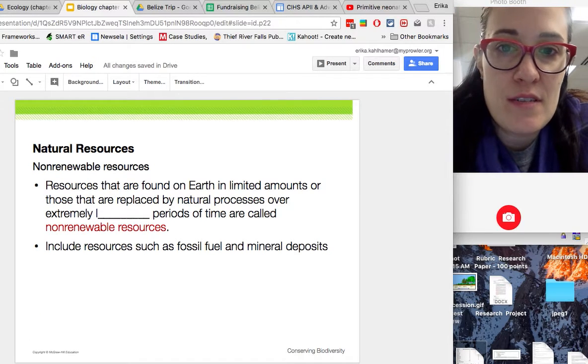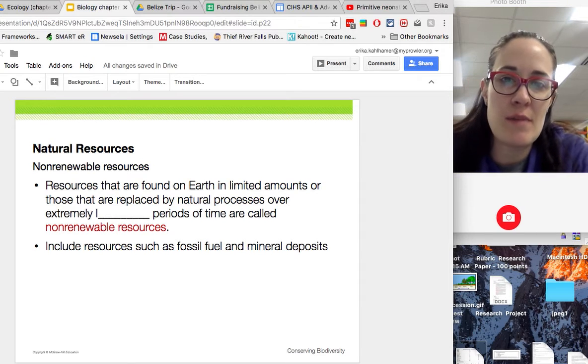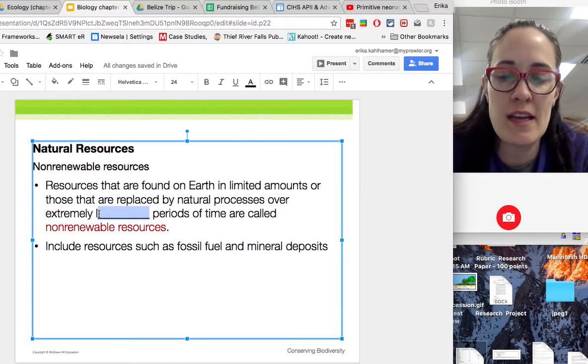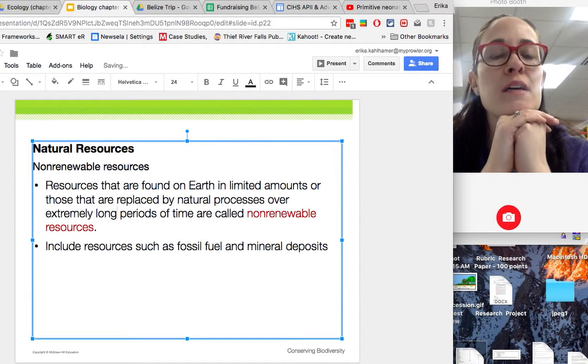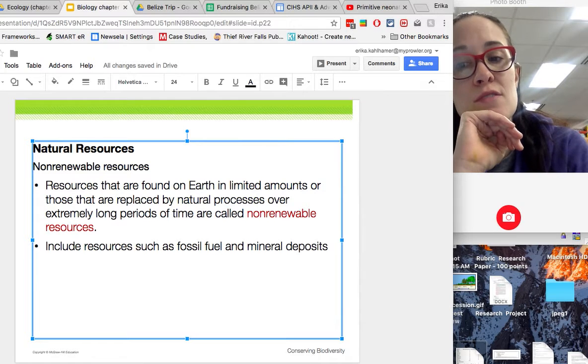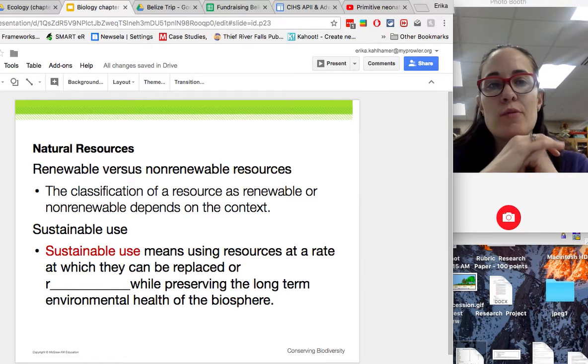Non-renewable resources, they're found on Earth naturally, but they're in limited amounts. And to replace them, it doesn't happen quickly. It takes long periods of time to replace them. So they're considered non-renewable. So fossil fuels, mineral deposits are an example of non-renewable resources.